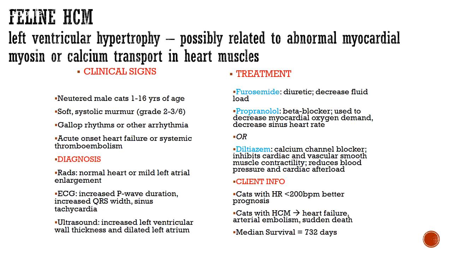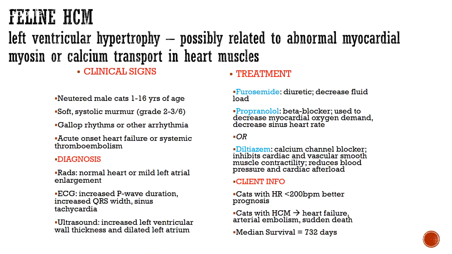So for treatments a little bit different from dilated cardiomyopathy, we will use Lasix or furosemide, which is that diuretic that decreases the fluid load. But there are two other drugs that we will use that will help this heart better than something that helps the contraction of the heart. Remember, this is a thickened heart muscle. It's trying to contract. It's generally contracting a little bit better, in fact. So what we're doing is we need to decrease that heart rate. It's contracting, but it's contracting too quickly.